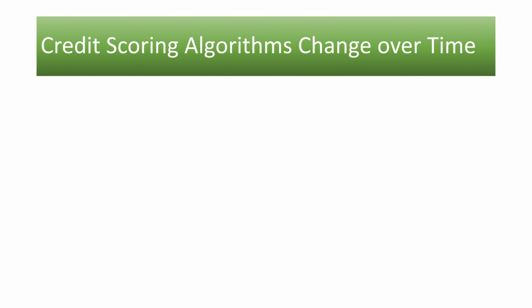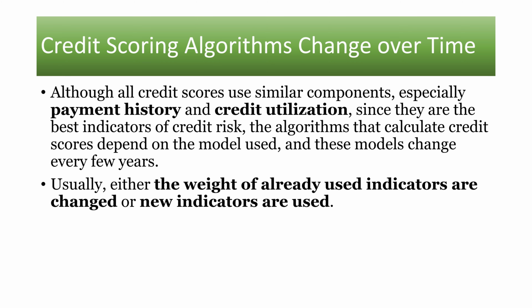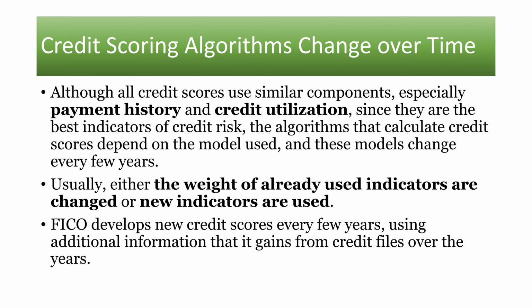Credit scoring algorithms change over time. Although all credit scores use similar components, especially payment history and credit utilization, since they are the best indicators of credit risk, the algorithms that calculate credit scores depend on the model used, and these models change every few years. Usually, either the weight of already used indicators are changed or new indicators are used. FICO develops new credit scores every few years using additional information that it gains from credit files over the years.